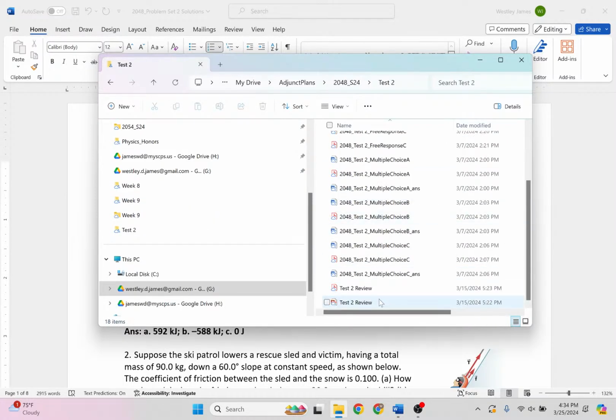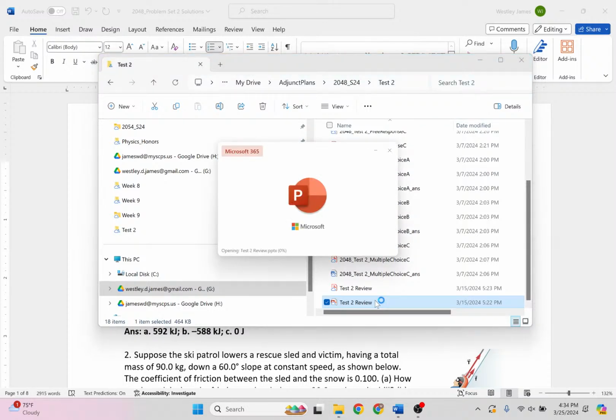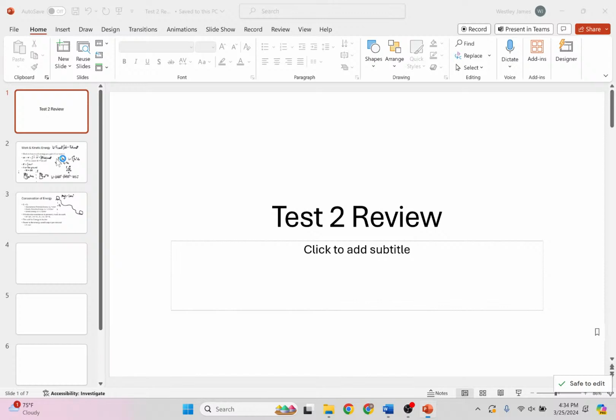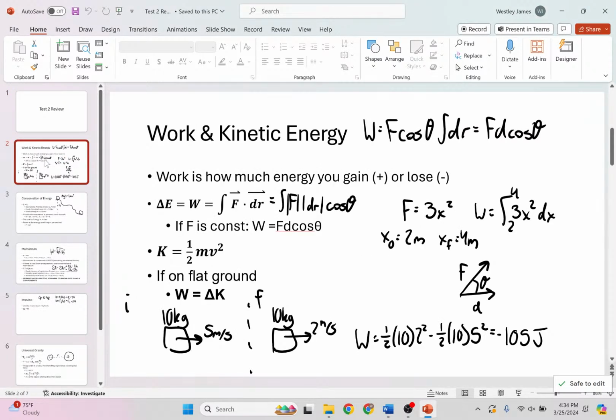Test 2 review. Let's quickly skim through this and remind you of the really important things, if you haven't looked them over. First we start with work and kinetic energy. You need to know what work is: that it's F d cosine theta, that the sign of work comes from the angle. And what is work? It's whether you gain or lose energy.